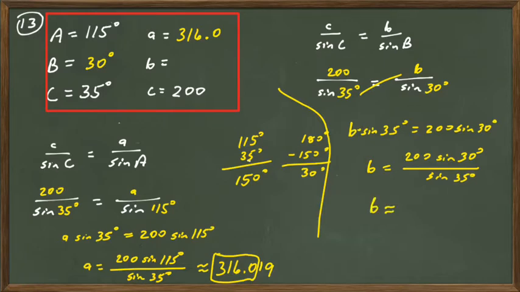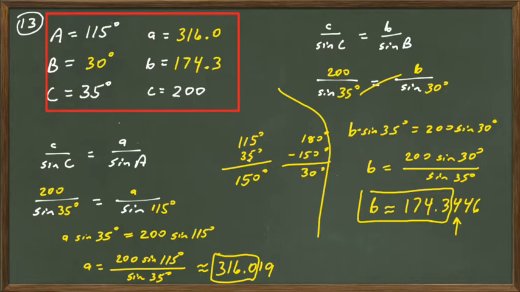Again, once you punch it in your calculator, it's becoming an approximation. 200 times the sine of 30, and divide that by the sine of 35, gives me 174.3446. Rounding this to the nearest tenth, that 4 will not round it up, so I'll call it 174.3.